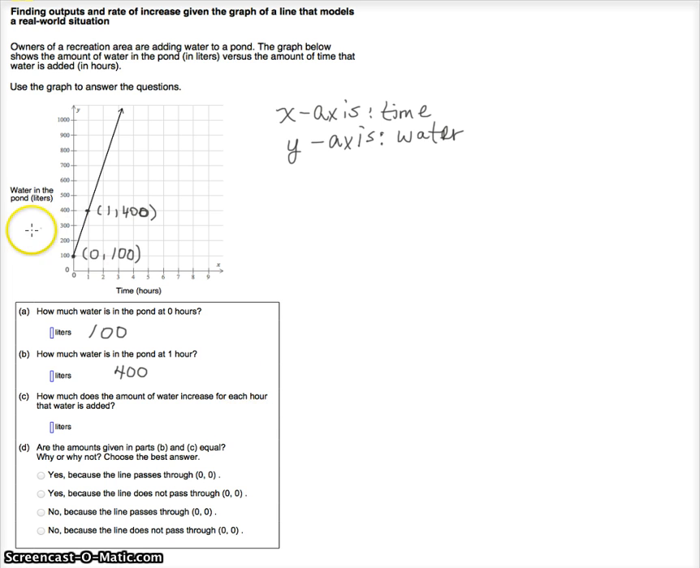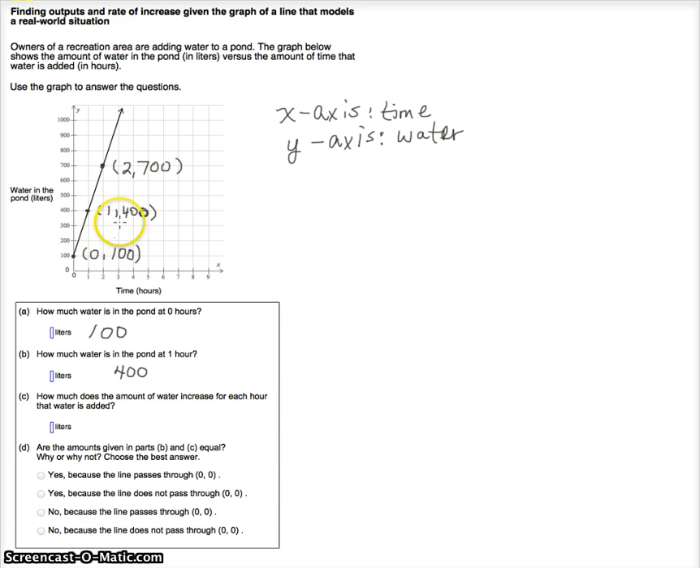But that's not true, because we didn't start at 0. We started at 100 liters, and we grew from 100 to 400 over the first hour. If you look from 1 to 2 hours, we go from 400 up to 700. This is our next hour change. If you see the pattern, 100, 400, 700, you can see that it increased by 300 liters. Or we can just do the math. In order to do that, we're going to have to find the increase.